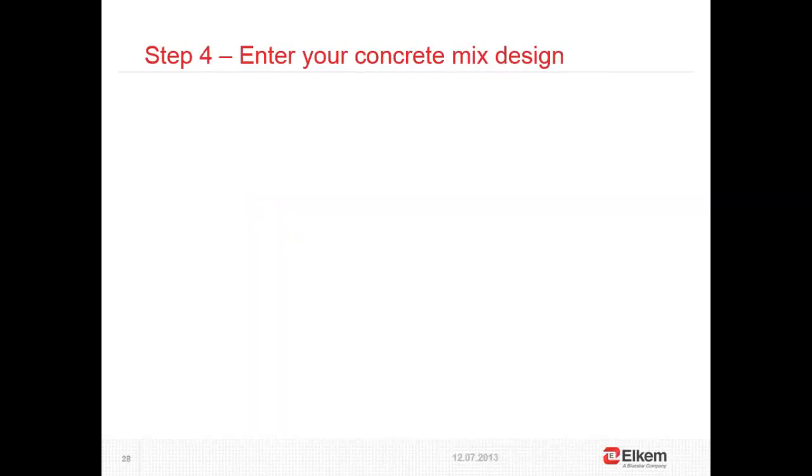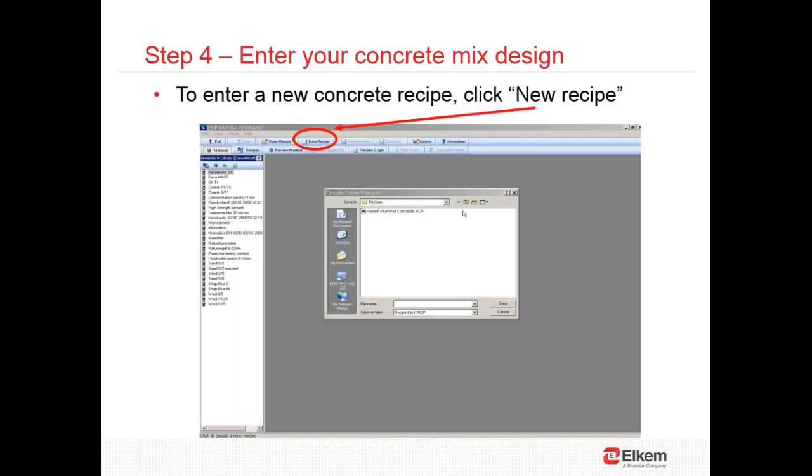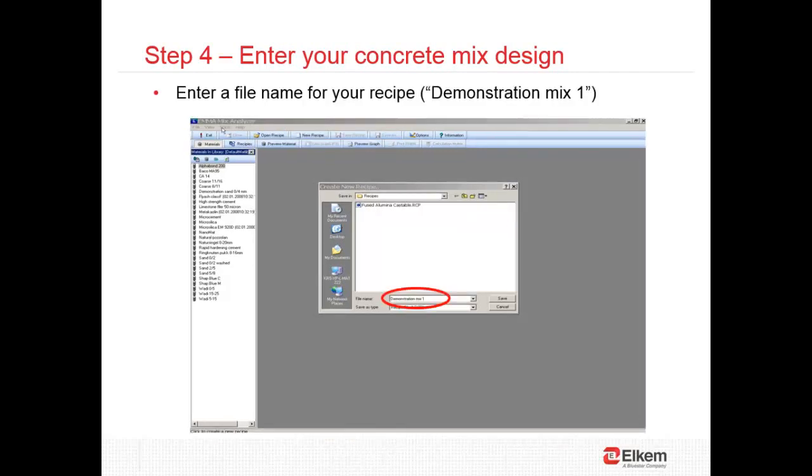With all your materials entered into the library, you can now start looking at some concrete mix designs. Click on the button marked New Recipe. This will open a box in the main screen. This is the folder for storing all the recipes you design on EMMA. Enter a name for your mix design and click Save.